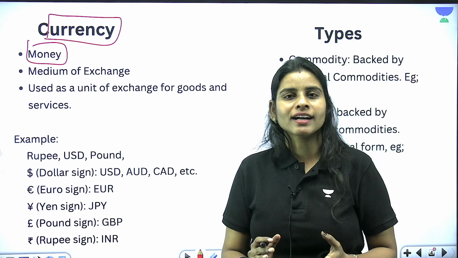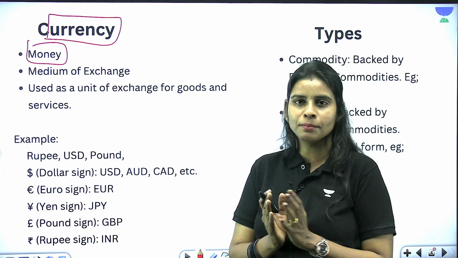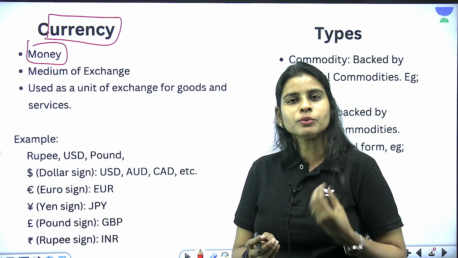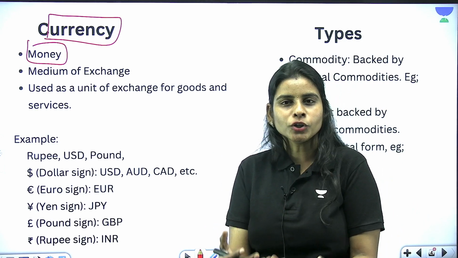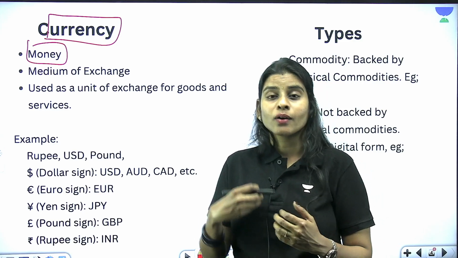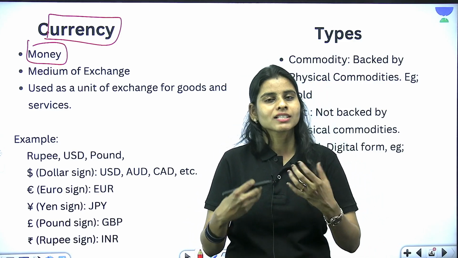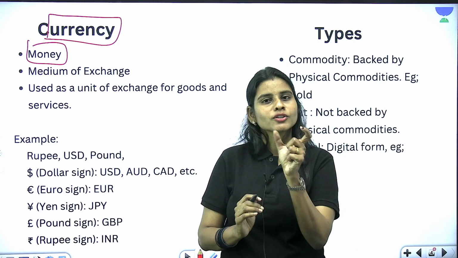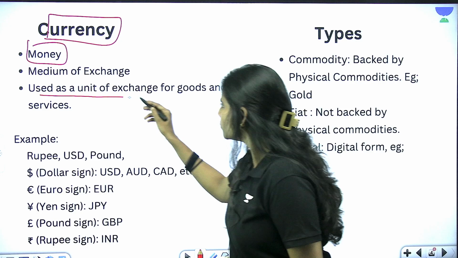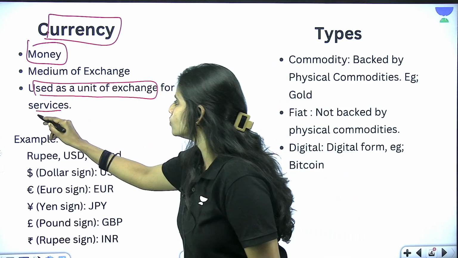So what is meant by currency? Currency is nothing but money. We all know that, right? And why do we use that money? Whenever we want to buy some goods or services, we exchange it with money, right? So it is used as what? It is used as a unit of exchange, for goods and services.